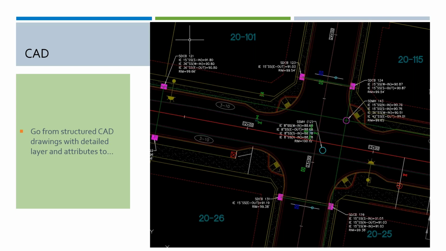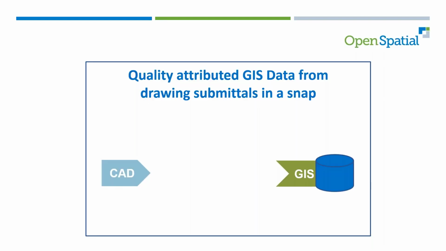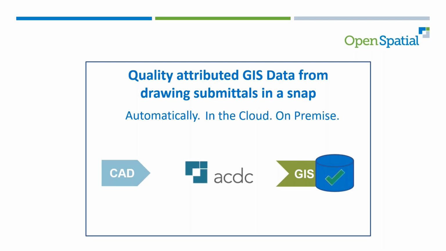So, you want to go from a drawing like this to GIS data like that, at the push of a button. So here, we're just showing a simple panel of that information. What the ACDC solution does then is allow you to automatically, either in the cloud or on-premise, get that information. We provide tools as part of the solution for producing structured and self-validated CAD drawings in a streamlined way.